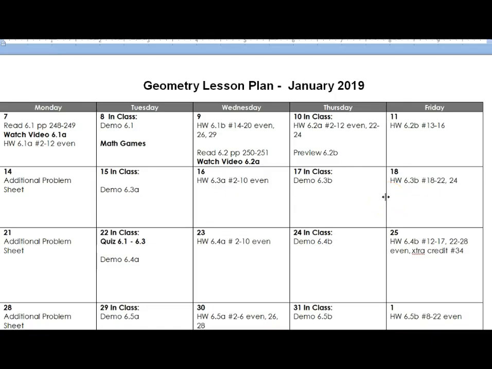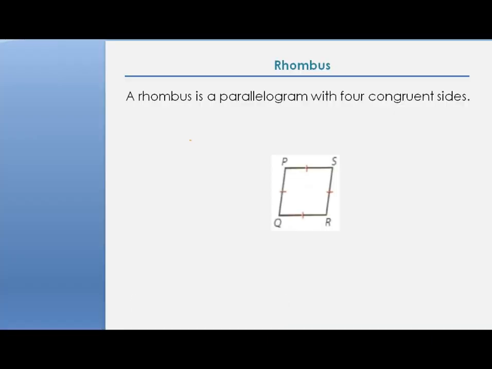So your homework is to read page 6.1, just 2 pages. Read lesson 6.1, pages 248 and 249. Then watch this video, so you're supposed to have already read those pages. And you're going to be doing numbers 2 through 12 even. So let's go ahead and just take a look at what number 1 would look like.